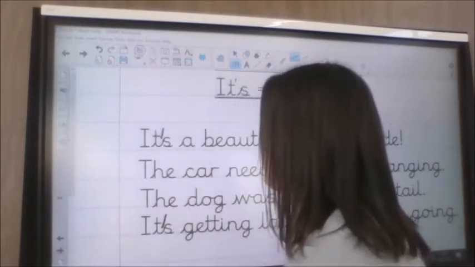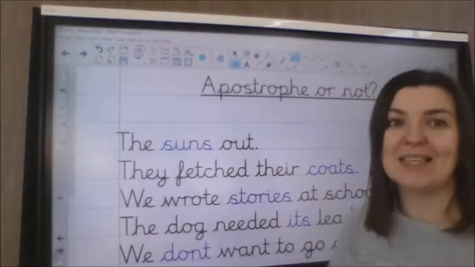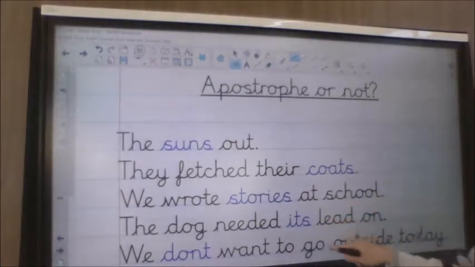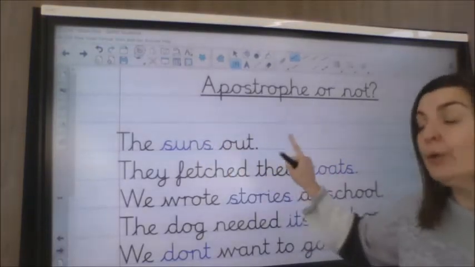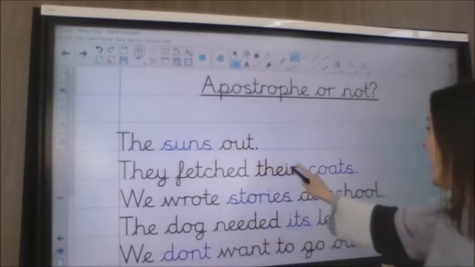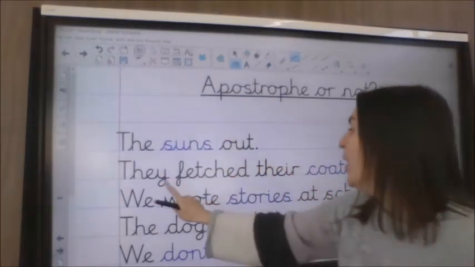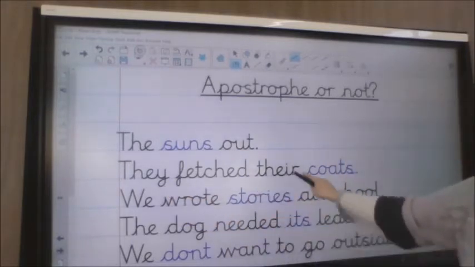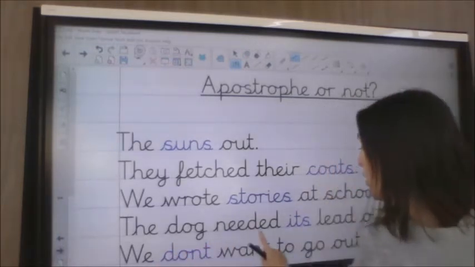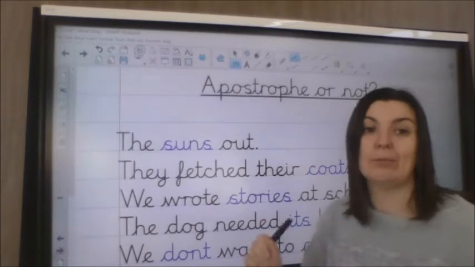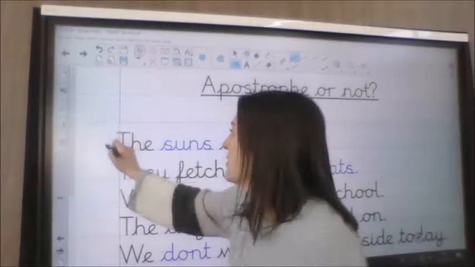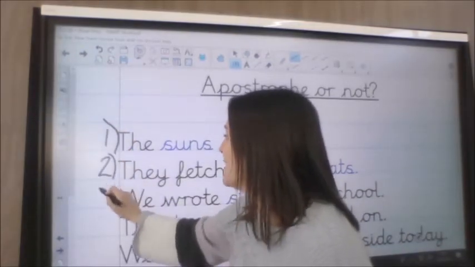So finally then, this is a little activity for you. I want you to pause the video and decide whether these words that I've put in blue need an apostrophe. So you've got the suns out, so suns is in blue. They fetch their coats, their is in blue. We wrote stories at school, stories is in blue. The dog needed its lead on, its is in blue. We don't want to go outside today, don't is in blue. So I want you to pause the video and decide. You could just number them, and put yes or no next to them.